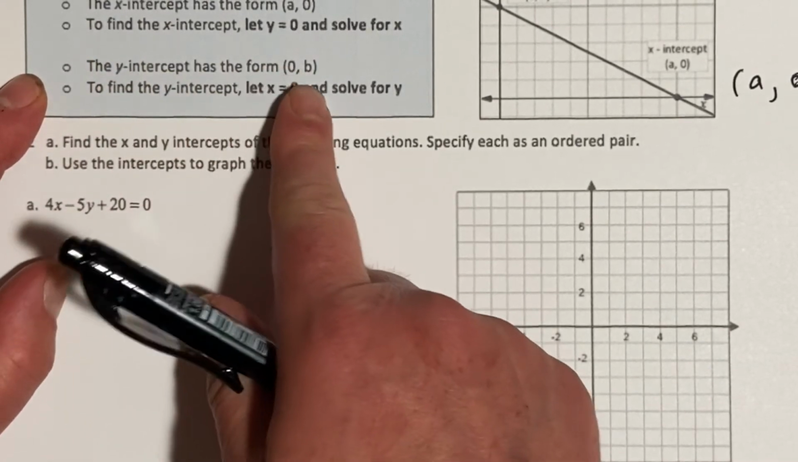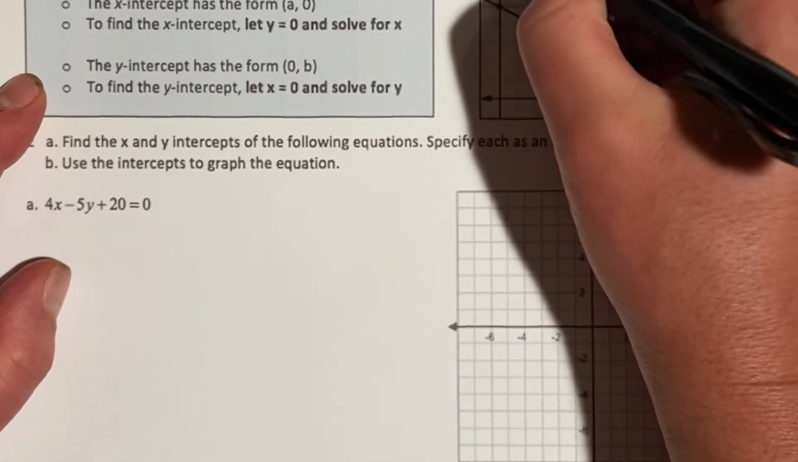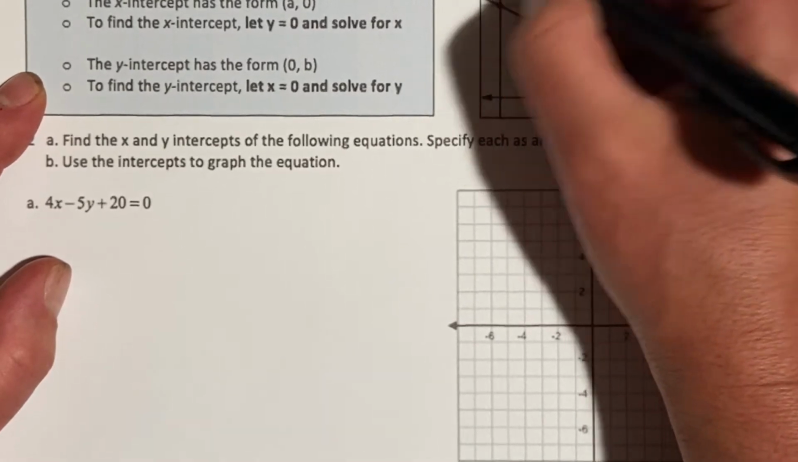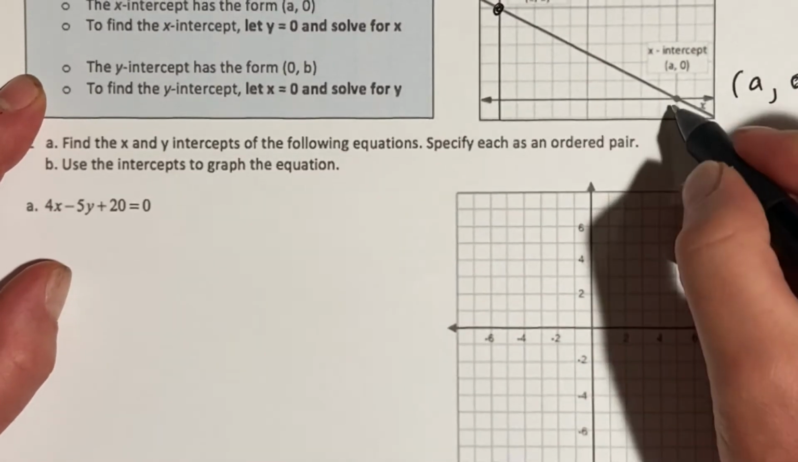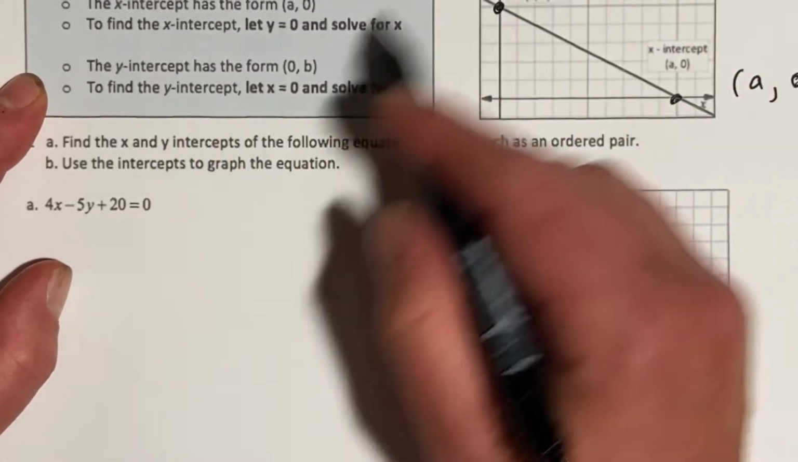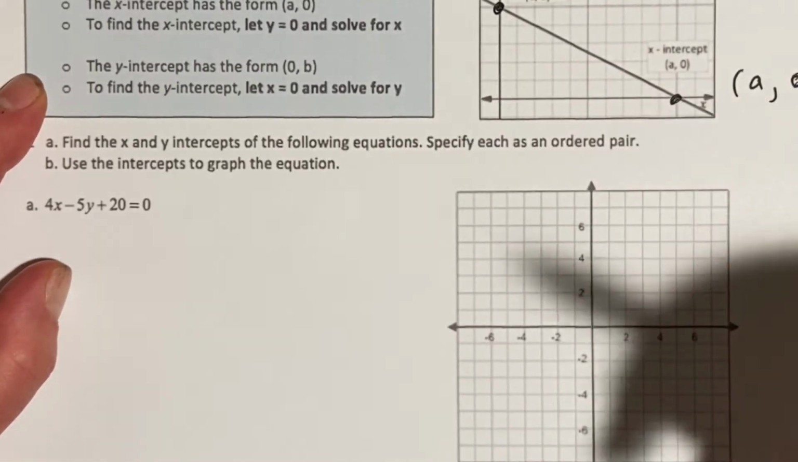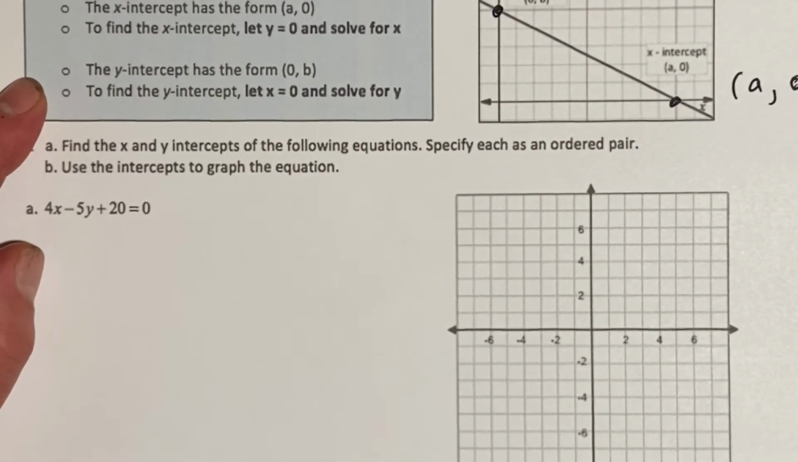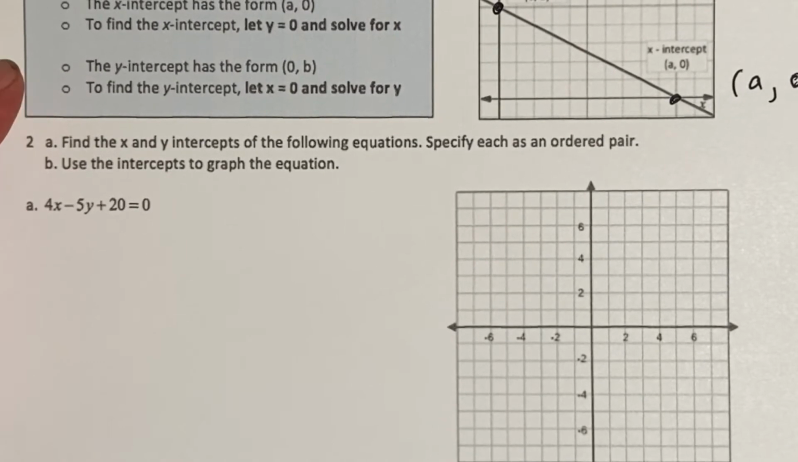Same thing here for the y-intercept, it has the form (0, b). So when x is 0, y is some value. And so to find a y-intercept, we let x equal 0. So essentially to find an intercept, we let the other variable equal 0 and solve.